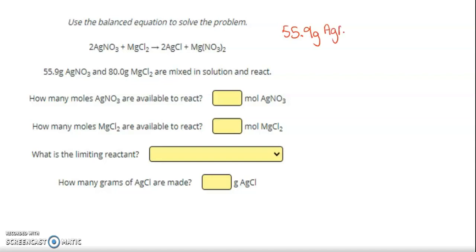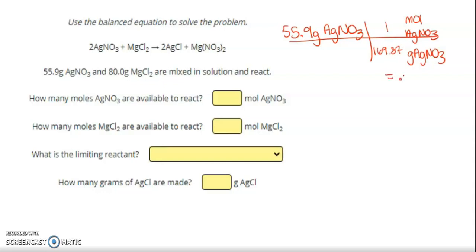Okay, so I'm going to start with 55.9 grams of AgNO3. I'm going to drag down my grams AgNO3 and convert that to moles. I look on the periodic table, add up 1 silver, 1 nitrogen, and 3 oxygens, and find the number of grams in a mole. That number of grams for silver nitrate is 169.87 grams in 1 mole. Top times top, divide by bottom, and that's going to give me 0.329 moles of AgNO3.